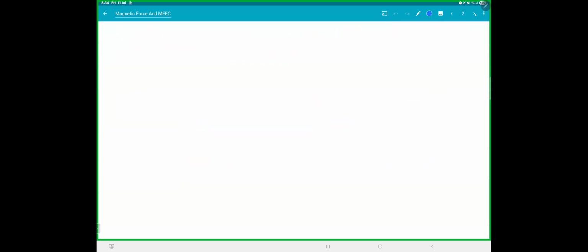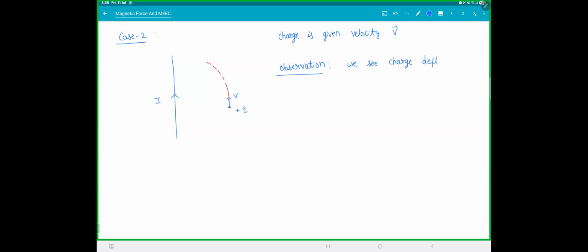Then, second case, you took the same wire, you took the charge Q, but this time you gave velocity V. You gave some speed to it. And if we observe, this thing starts deviating. It starts bending towards the wire. This is the observation that you notice in the experiment. We see the charge deflects, that is, velocity changes. That means there is a force.